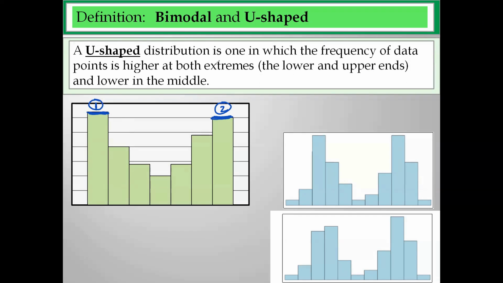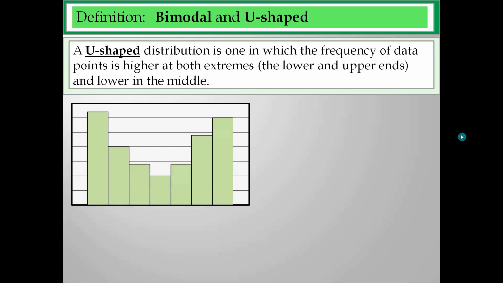A U-shaped graph can also be bimodal if both the extreme left and right are the same. We do still have that same trough in the middle that separates the two modes. We want to make sure we note in the U-shaped graphs, there are no values all the way on the far left and the far right.